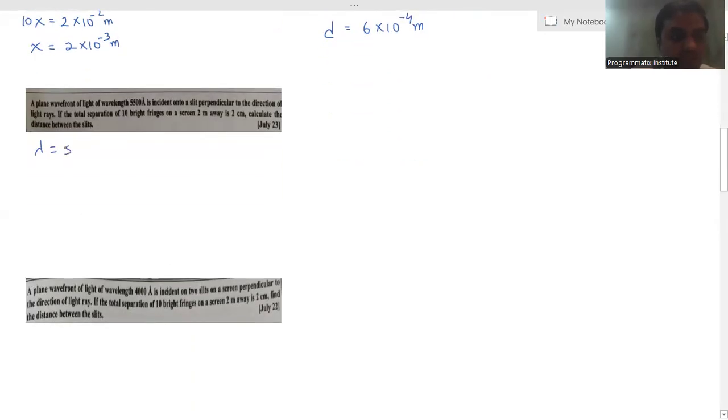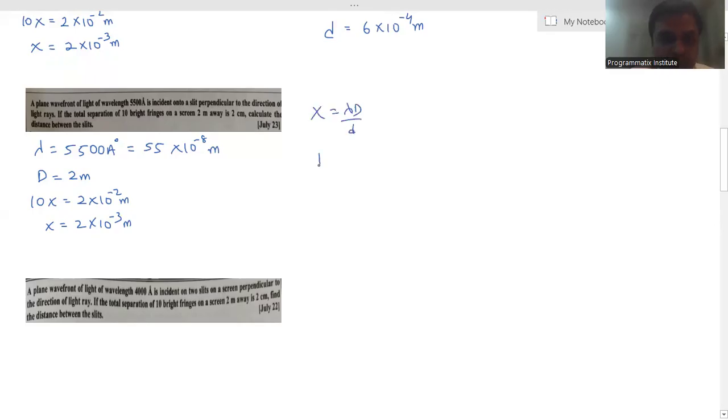We have solved this question, and this type of numericals are very famous. So you can write 10 raised to minus 8 in meter. You have capital D as 2 meter. You have the distance of 10x as 2 centimeter, which is 2 into 10 raised to minus 2 meter, so x is 2 into 10 raised to minus 3 meter. Fine. So again, you have to find out small d. Again, you have the same formula: x is lambda capital D by small d. To find small d, you have lambda capital D by x.